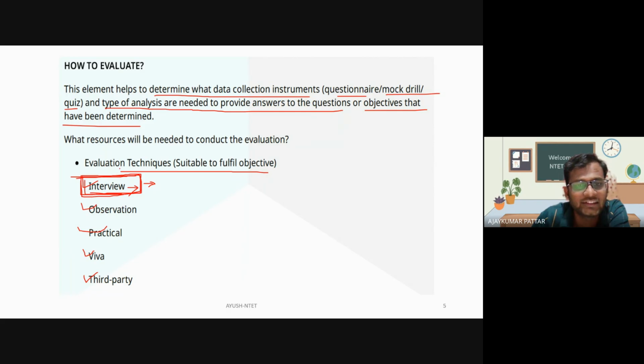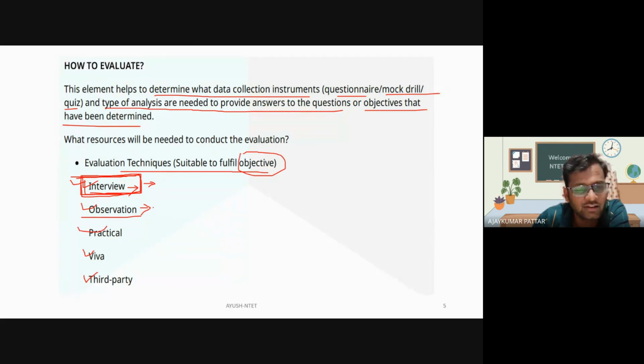These methods are different based on the objective. Based on the objective, we will use the suitable methods. Interview and observation methods we will use; based on observation we will evaluate the learning process or teaching learning outcomes by observation only.